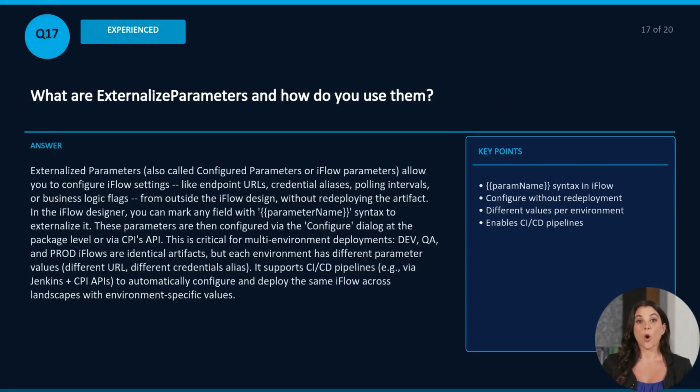Question 17. What are externalized parameters and how do you use them? Externalized parameters allow you to configure iFlow settings from outside the iFlow design without redeploying the artifact. In the iFlow designer, instead of typing the URL directly, you type double curly braces around a name. This marks it as an externalized parameter.